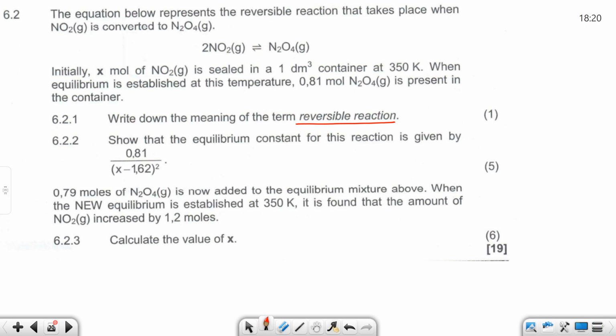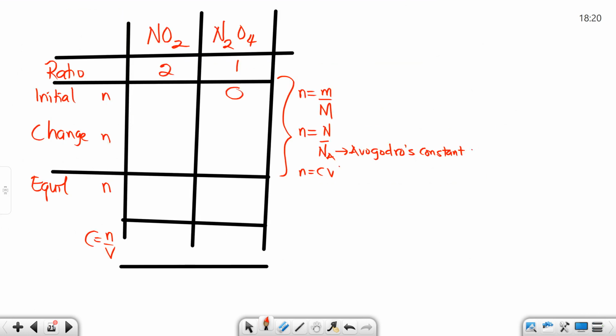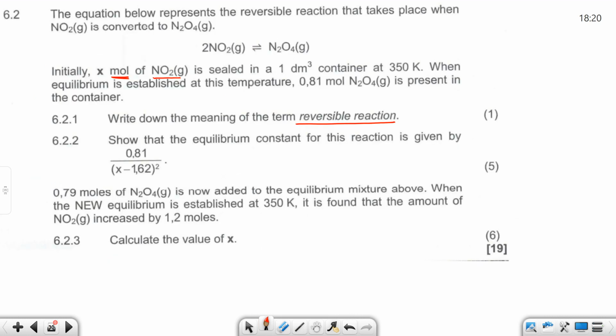Now, let's see. Initially, please take note of whatever they give you. X mole of NO2. You know, many times we just read, and right now in your head, I know you say that is 0. Please, it's not always 0. Read. I have questions where it's not 0. I just cannot look for them right now. But how do I know this one will be 0? Initially, X moles of NO2 is sealed in a 1 dm cube. That's the only thing there.